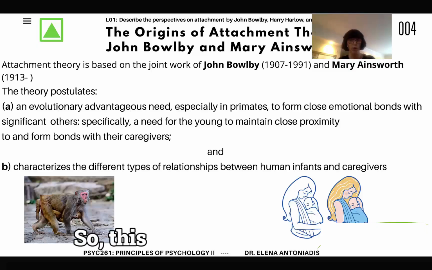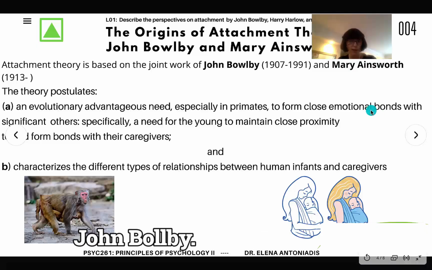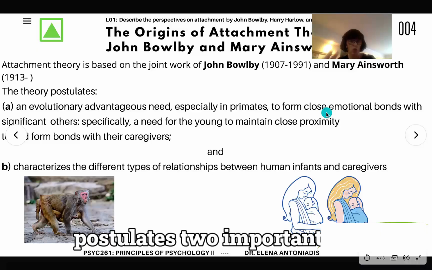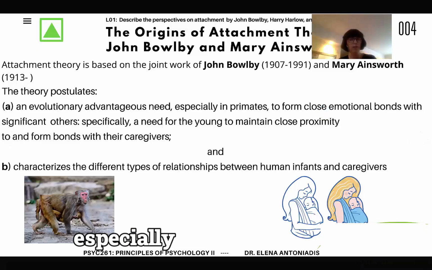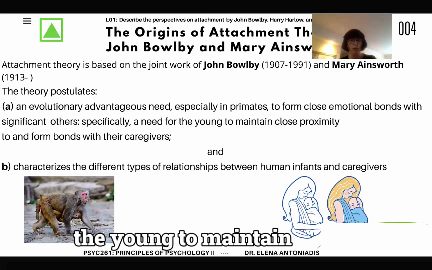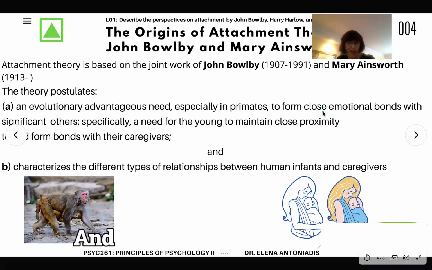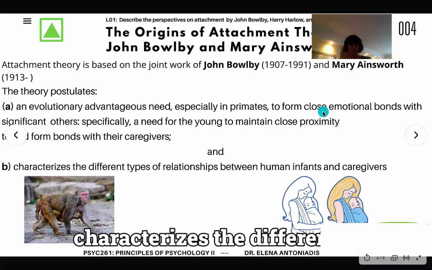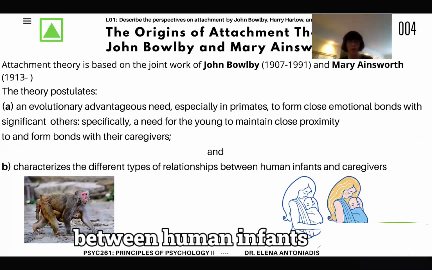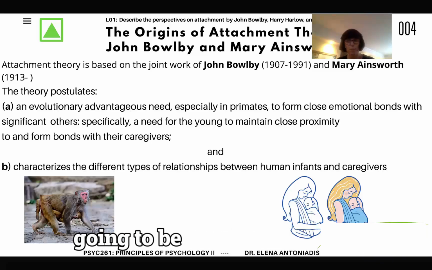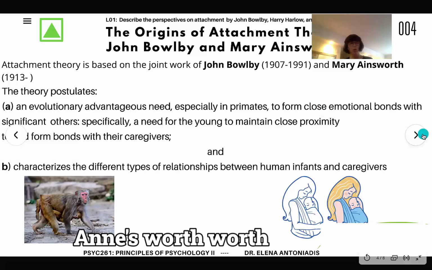So this is the theory by John Bowlby. Again, it postulates two important points: the need, especially in primates, so human and non-human primates, to form close emotional bonds with significant others, specifically the need for the young to maintain close proximity to and form bonds with their caregivers. And attachment also characterizes the different types of relationship between human infants and caregivers. And that's going to be based on Mary Ainsworth's work later on.